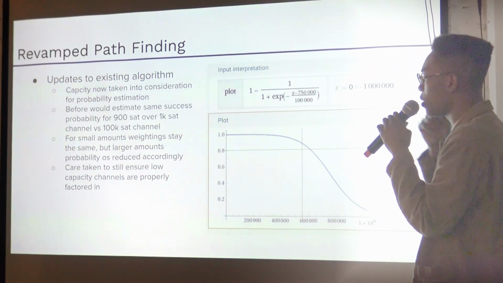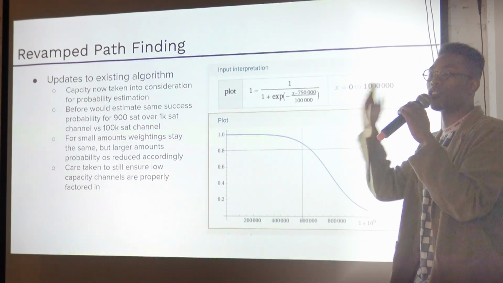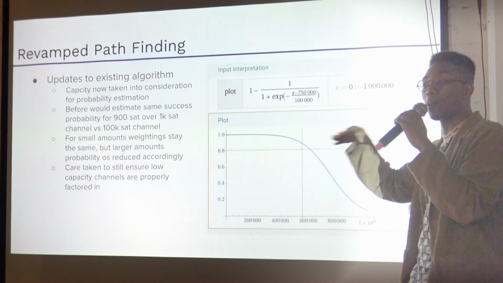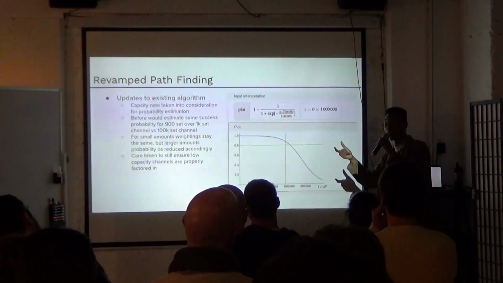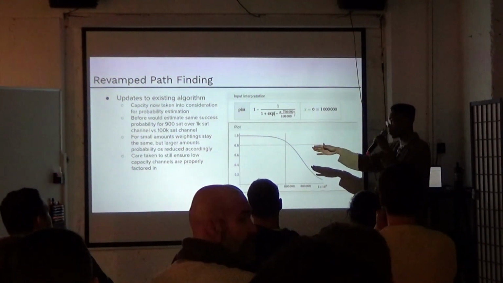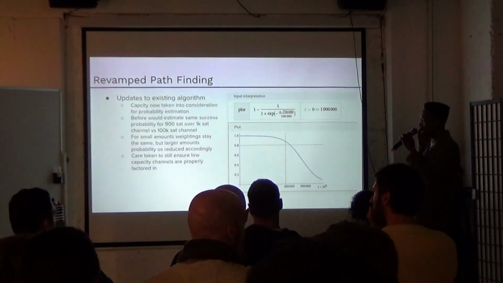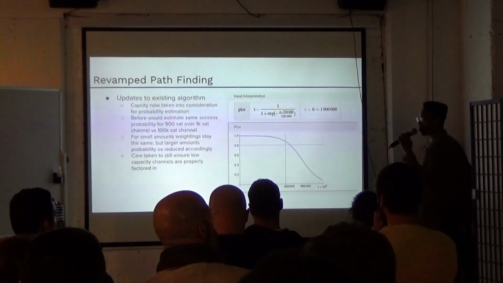One other thing we made sure of is that if you do this naively, you only favor very, very large channels, right? Because you say, okay, the bigger the capacity, the better the channel. So we made sure that small channels are still considered accordingly, so we don't always go for the mega nodes. We still want to do payment splitting properly, and we did a bunch of tuning on this. I think it's going to be a pretty big improvement.